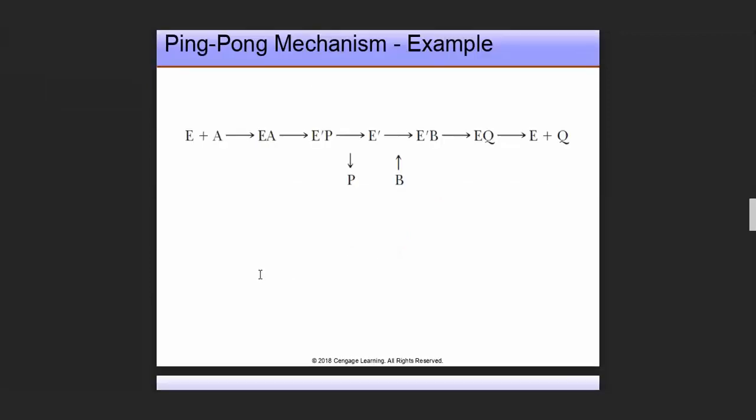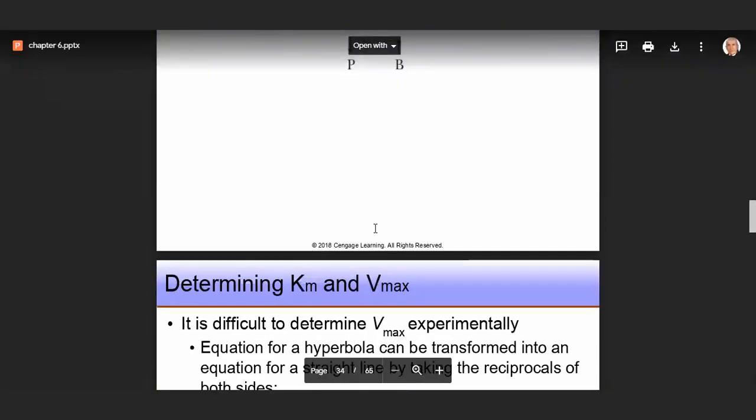Ping-pong: a reactant must be bound first and then the product released. Then the second substrate binds and then the second product is released, and so on.